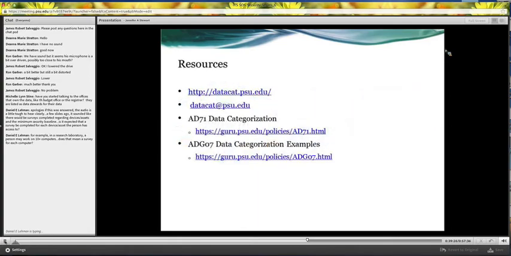Here's a list of resources. Got the DataCat website and the policies that are available. Are there any questions or final thoughts?